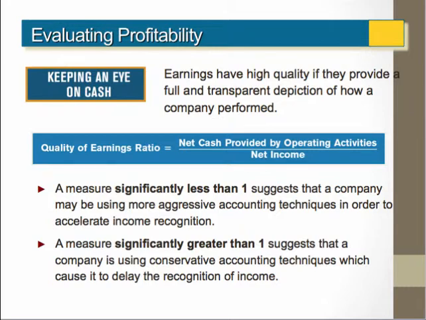If it's less than 1, it basically means that we're not generating as much cash as the income that we're recognizing. So once again, we're trying to show you here how important it is to take a look at ratios as we're analyzing financial information in any company.